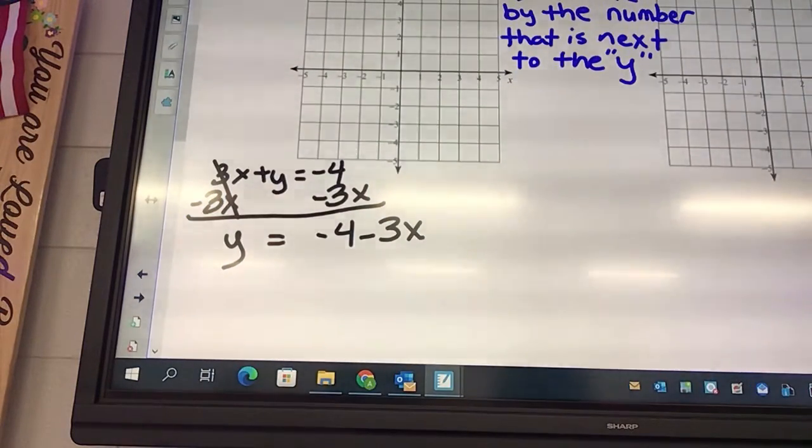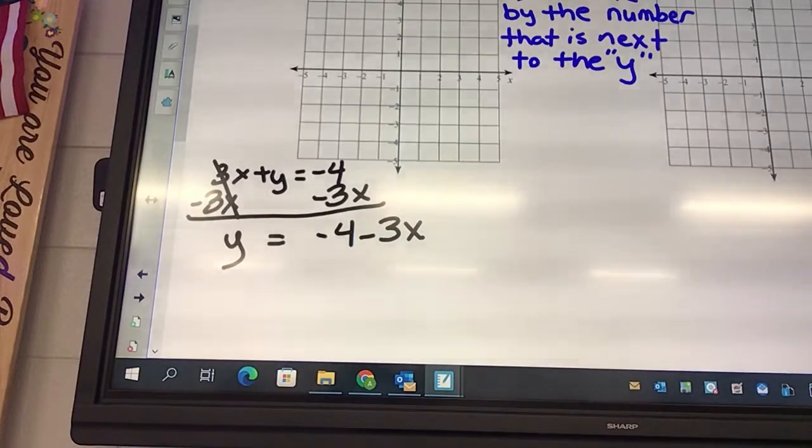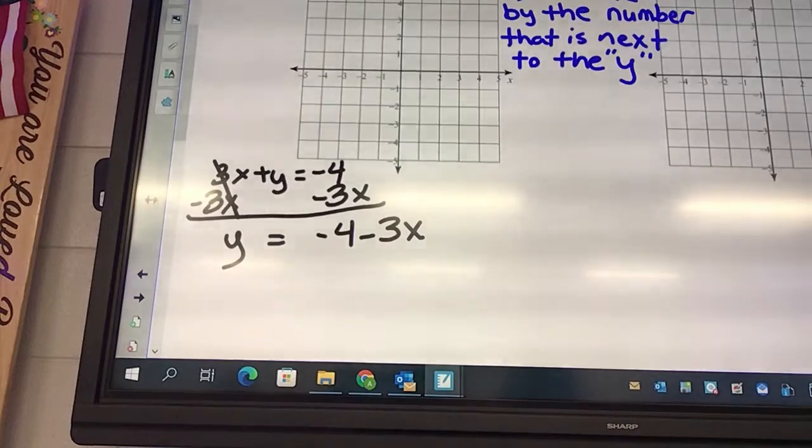Okay, what is the number next to the y? It's a 1 or there isn't one. So do you need to divide? No. Okay, and so that one's done. Okay, and it's ready to be graphed.